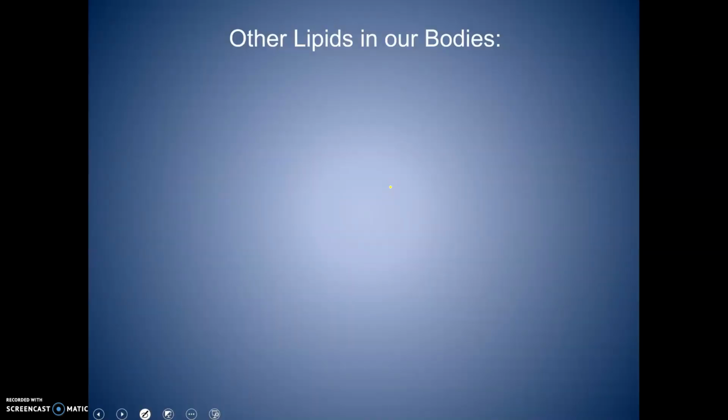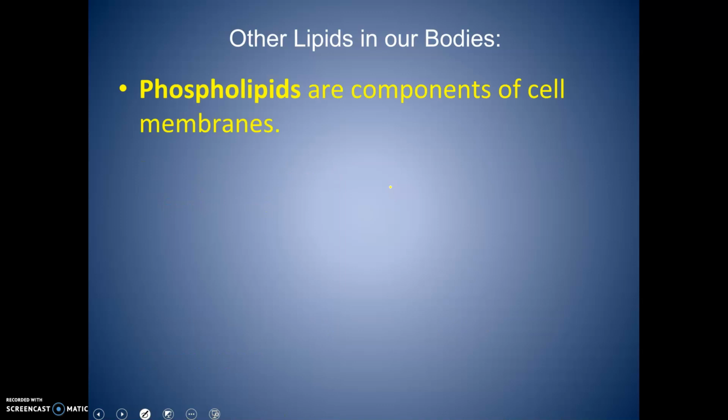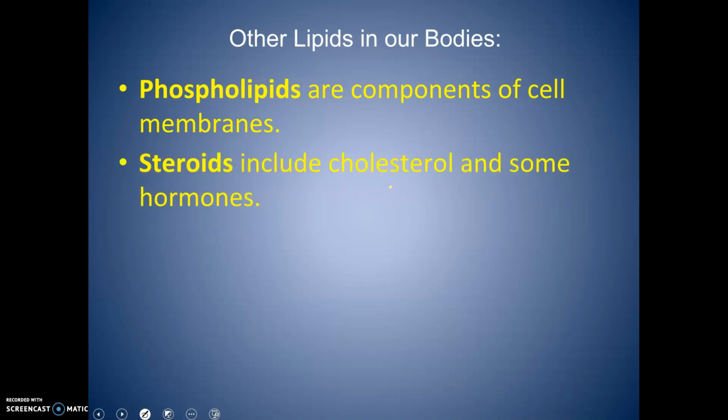Other lipids besides just fats and oils and waxes: phospholipids are the name of the ones that are in cell membranes. They look a little bit different. I'll show you a picture on the next slide. And then steroids. We always think of steroids as a bad thing, like anabolic steroids, what bodybuilders use and they're illegal. But technically, cholesterol is actually a steroid. And some of the hormones in your body, like estrogen and testosterone, are actually steroid hormones, which are made from cholesterol.